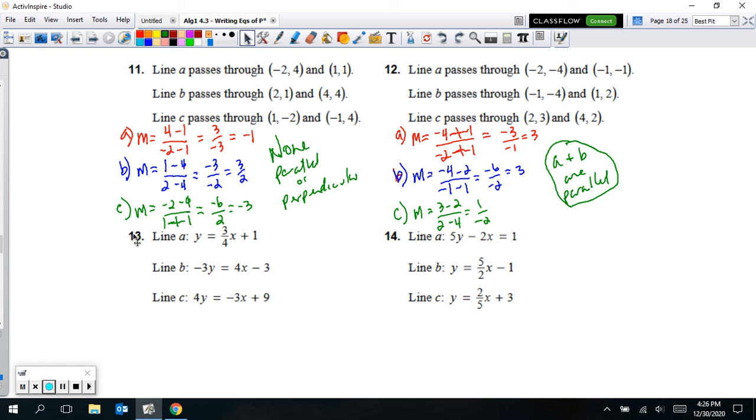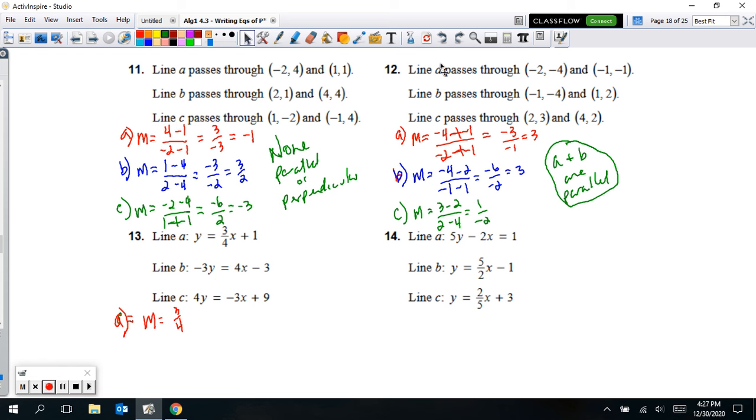Alright, moving on to number 13. Now they're showing us the equations again. Best to keep it in y equals mx plus b. So our first one, A, is already there. We can just identify the slope there. On that one, it's 3/4. So our slope for A is 3/4. But for both B and C, we're going to need to adjust them a little bit to get them in y equals mx plus b form first.